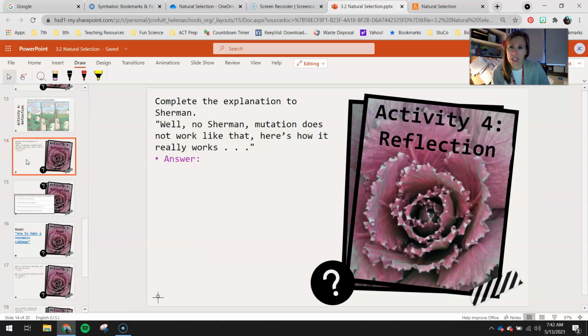Here's how it really works. And so you guys, of course, are going to address how it really works. So complete the explanation to Sherman. Well, no, Sherman, mutation does not really work like that. Here's how it really works. So you guys would tell me, how does mutation really work, okay? An animal doesn't just say, I'm going to have a mutation, pop. Now I have a mutation that's going to make me more adaptive.